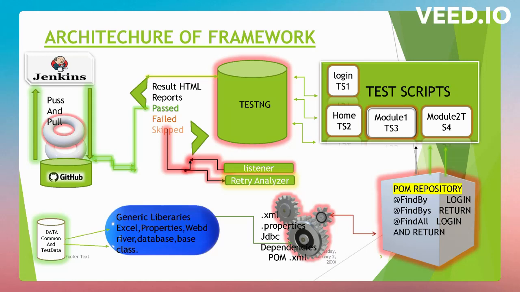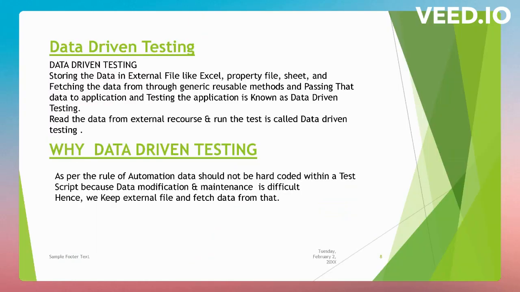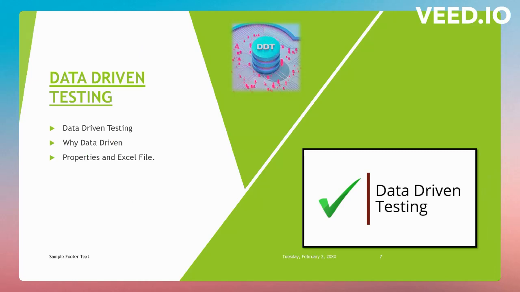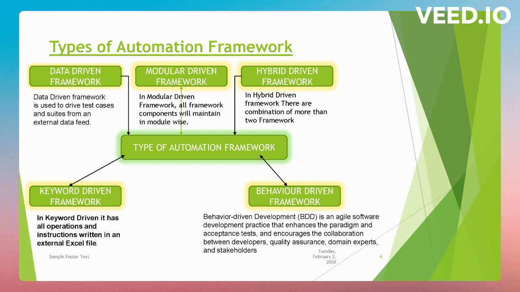If we are responsible for executions, any automation engineer, basically we are following the types of frameworks. First, we should know about the types of automation frameworks: data driven frameworks, modular driven frameworks, hybrid driven frameworks, keyword driven frameworks, and behavior driven frameworks.